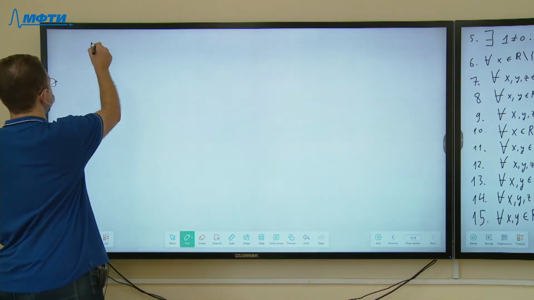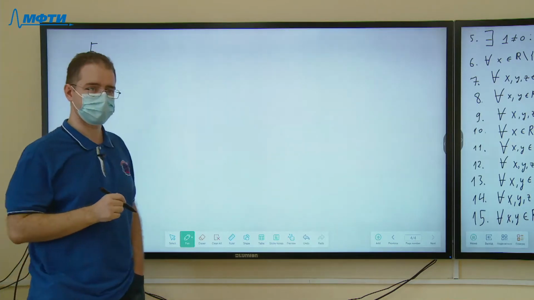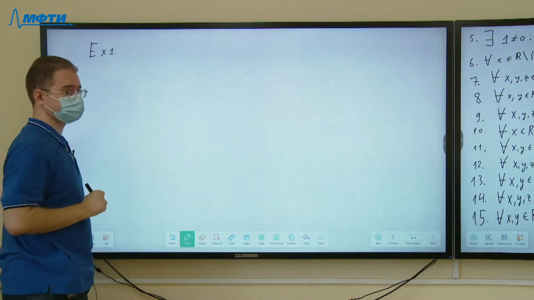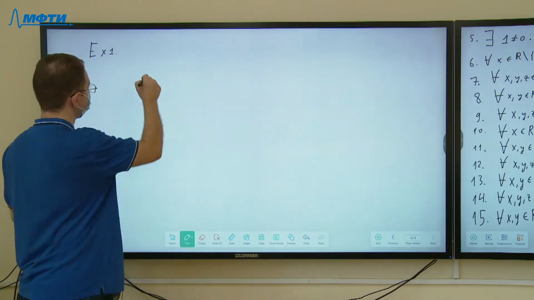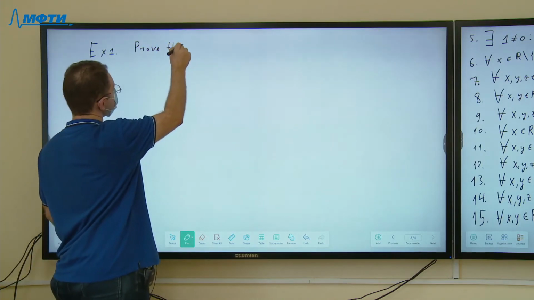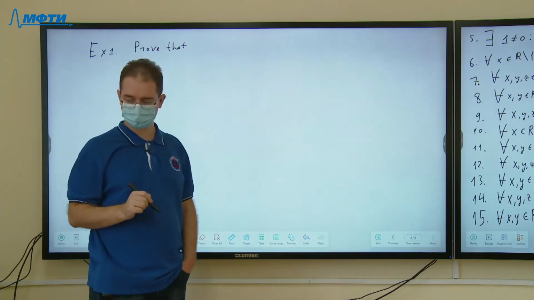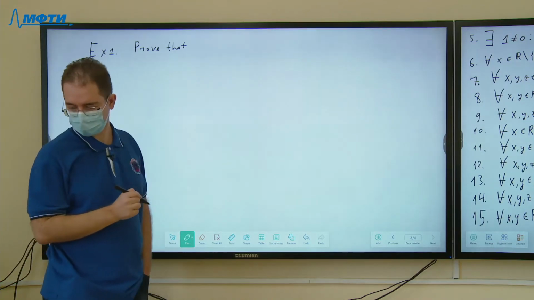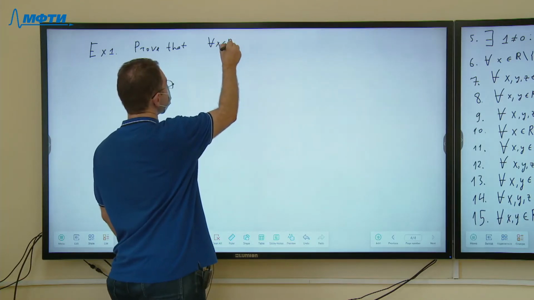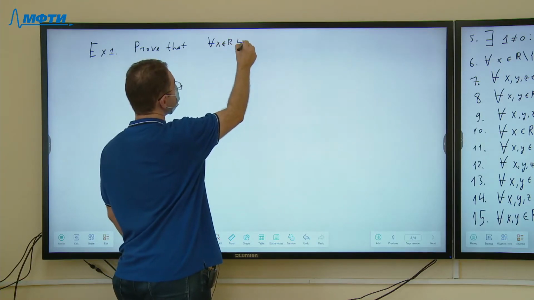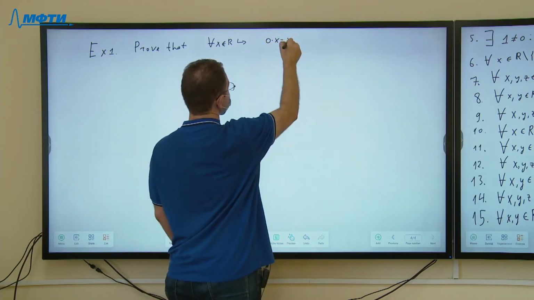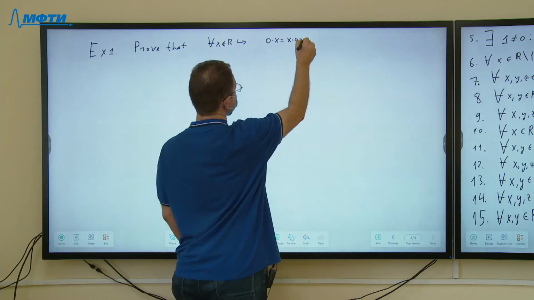Exercise. We will do this maybe on the seminars. Exercise 1. Prove that for any real x, 0 times x equals x times 0 equals 0.